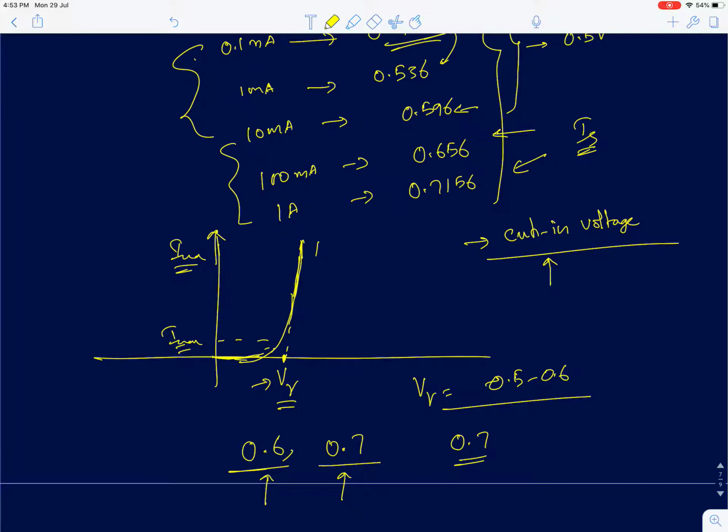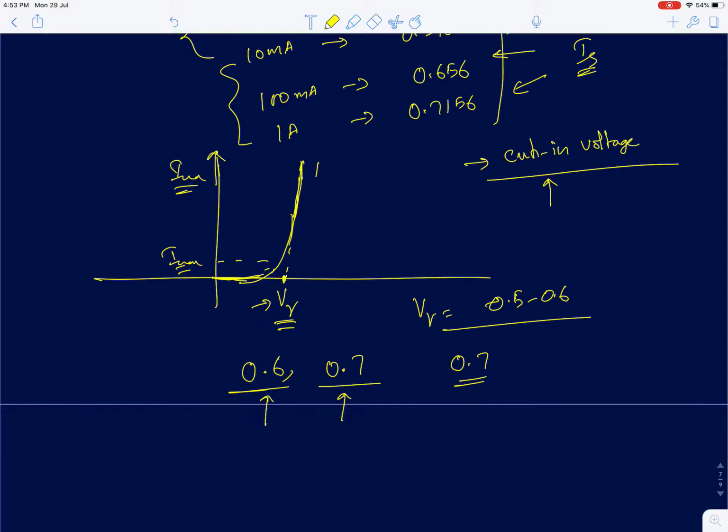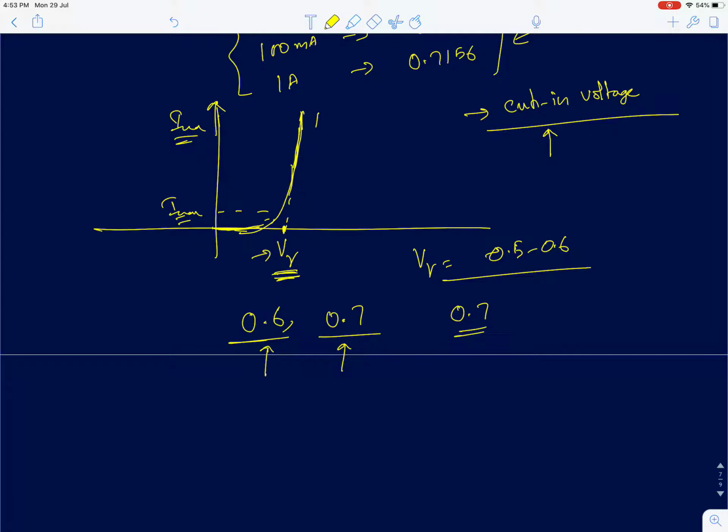It doesn't change with currents. Okay, it's a fundamental parameter of the diode itself. So cut-in voltage, on the other hand, is more of a circuit designer's convenience. So we use it for analyzing circuits.